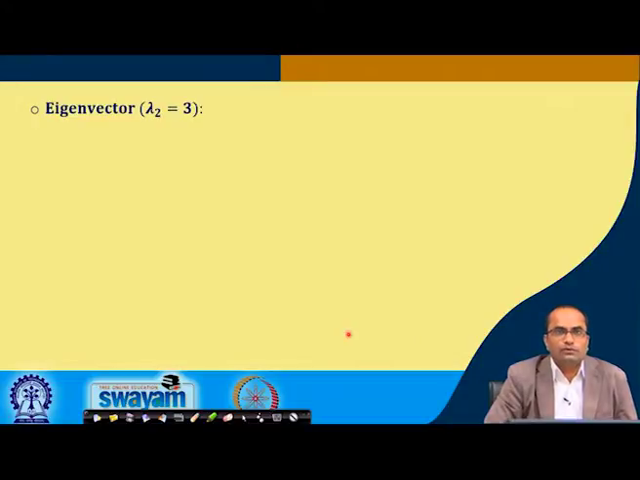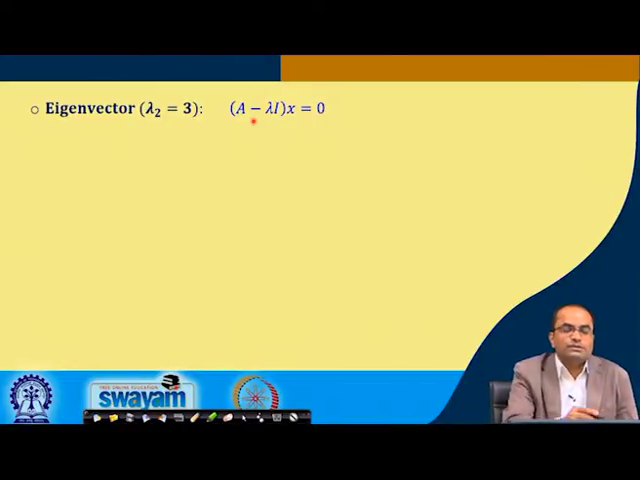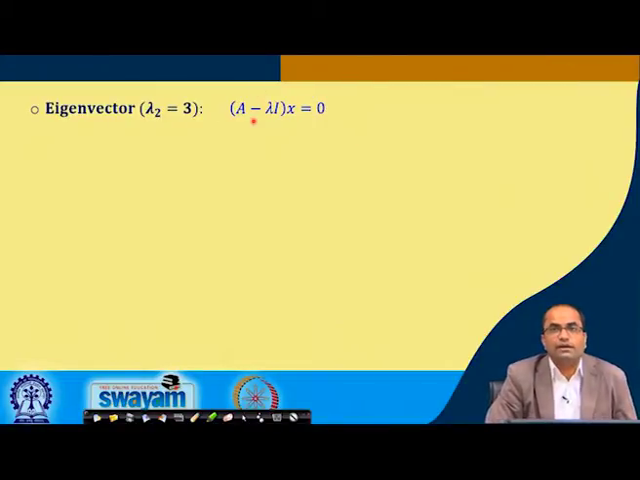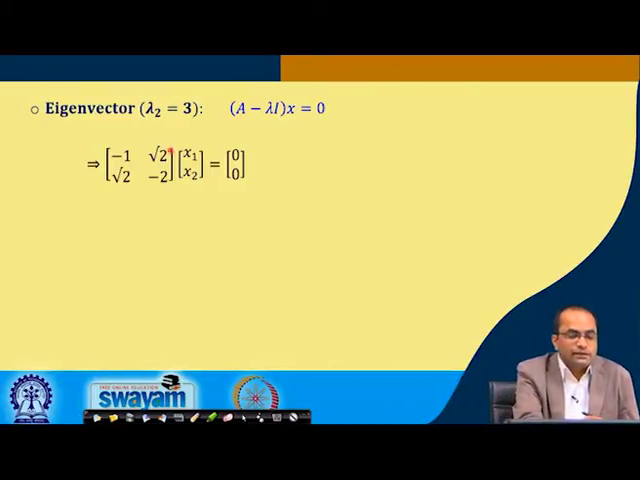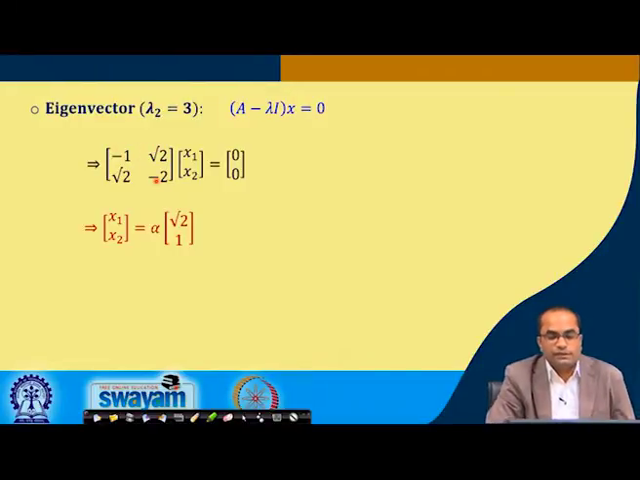Similarly, we can also look for the eigenvector corresponding to lambda 2 equal to 3. So, again we have to solve the system of equations A minus lambda I x is equal to 0 this time, and so again this lambda will be subtracted from this matrix A.